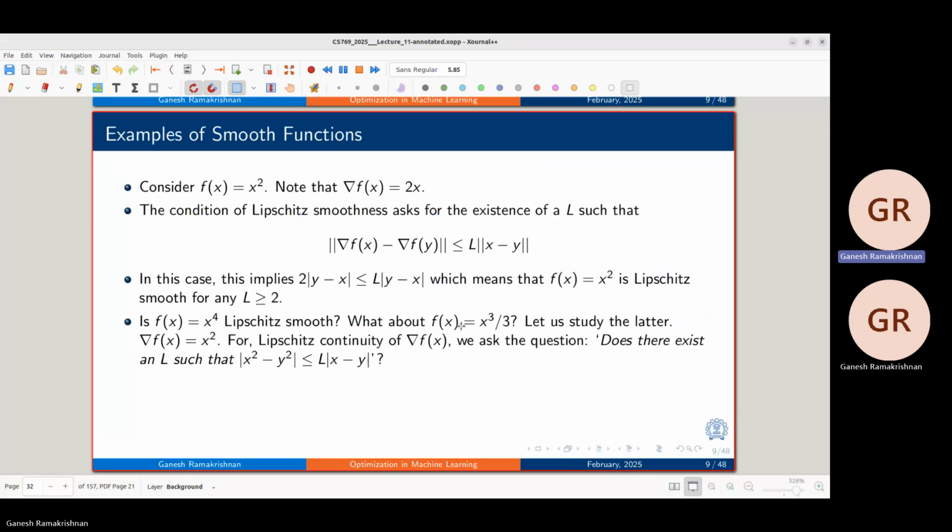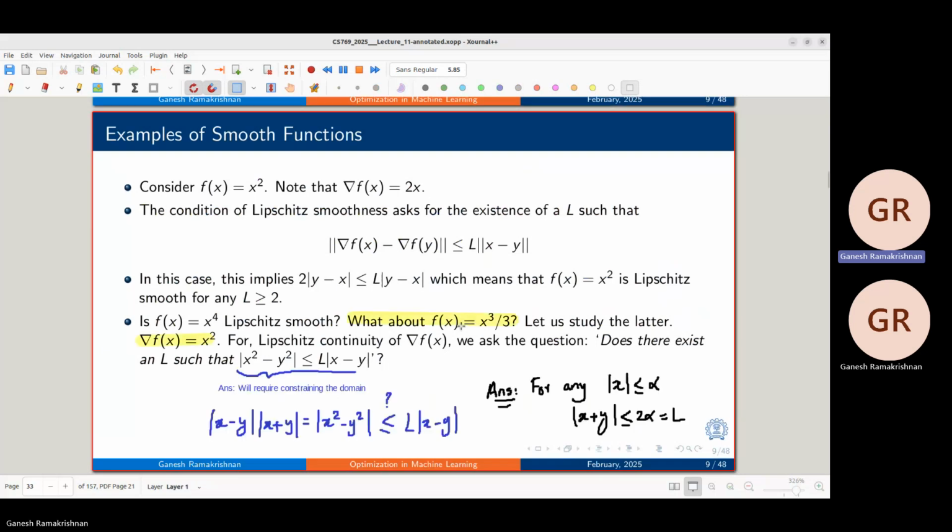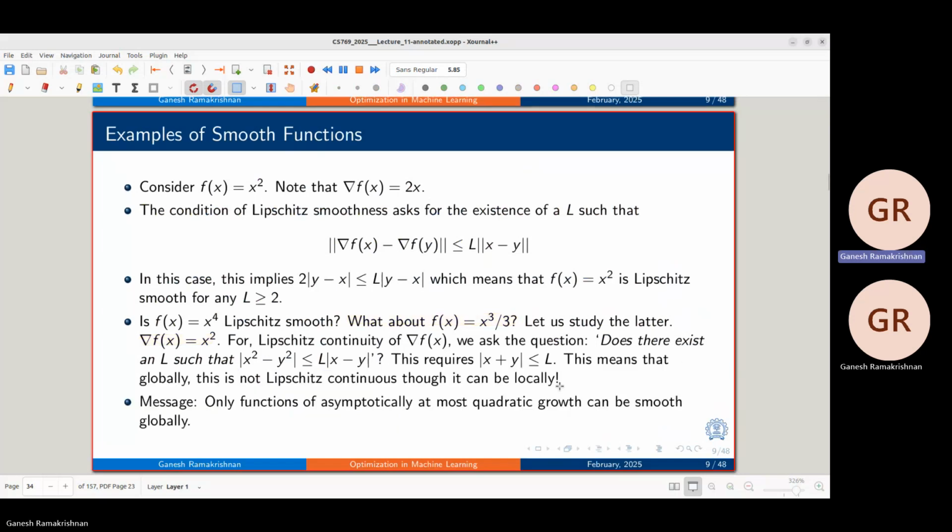So is there an L such that x square minus y square is less than or equal to L times x minus y? If you ensure that the absolute value of x is less than or equal to alpha, for a bounded interval, a bounded set, then you could consider Lipschitz smoothness of x cube by 3. It's not otherwise. So this is fine for x cube by 3. This requires x plus y to be less than or equal to some L. Then you can talk about L as a Lipschitz smoothness constant.